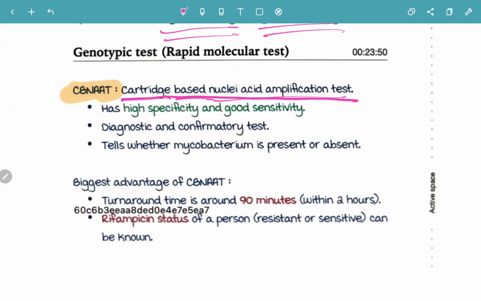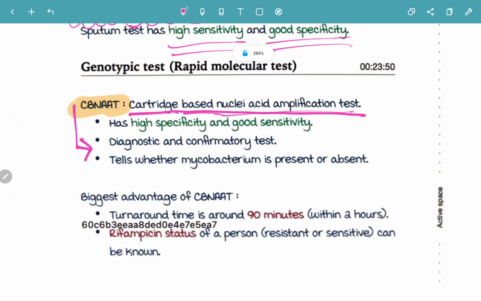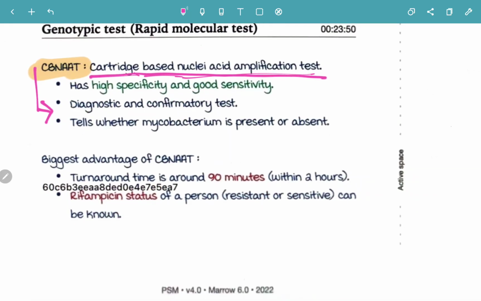It is a diagnostic and confirmatory test. Very important for diagnosis and confirmation. It's a cartridge based nucleic acid amplification test. The biggest advantage of CB-NAT is the turnaround time is just around 90 minutes. So within 1.5 hours, you're going to get the results. That is why this is the best one.